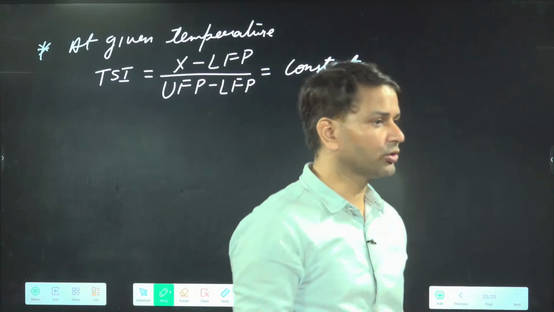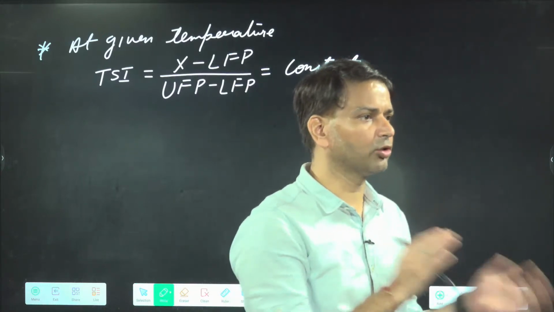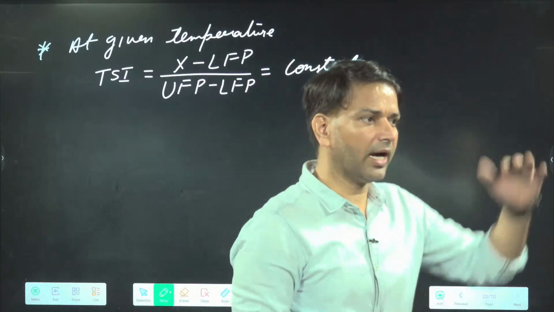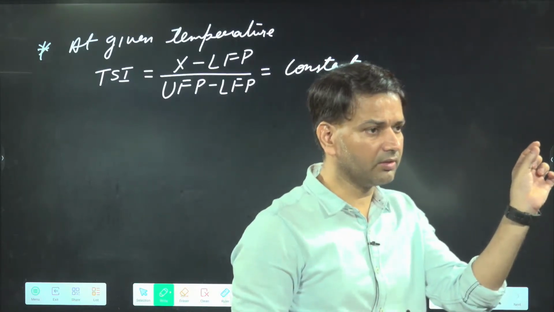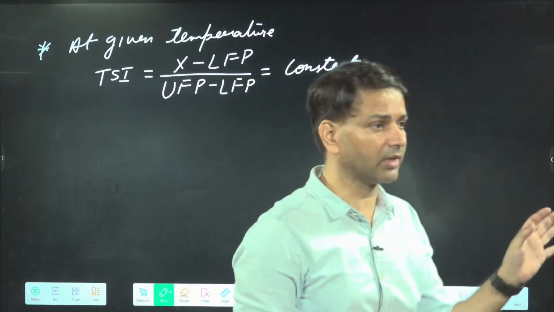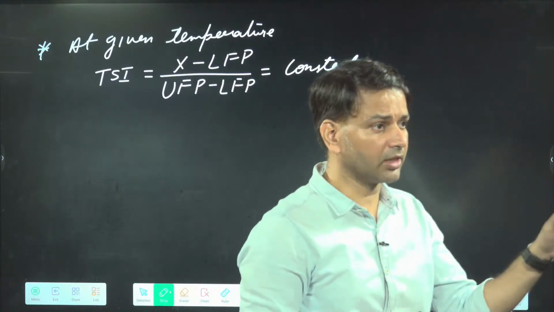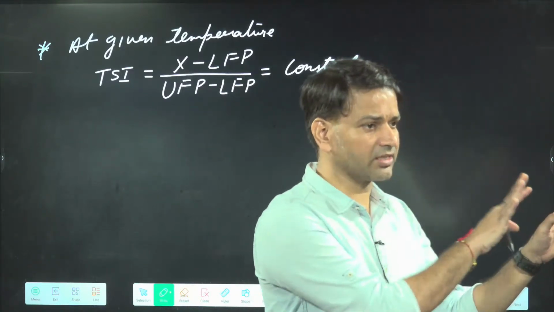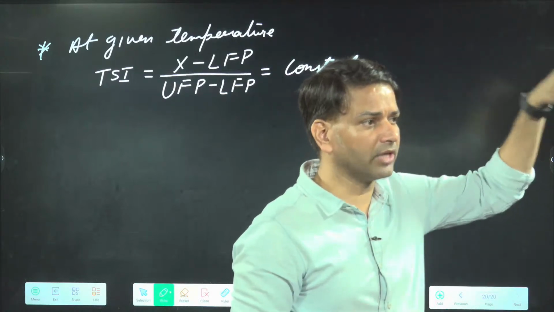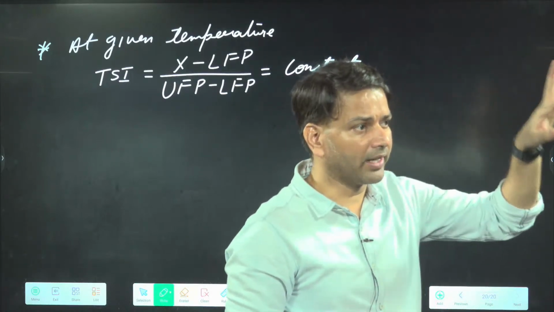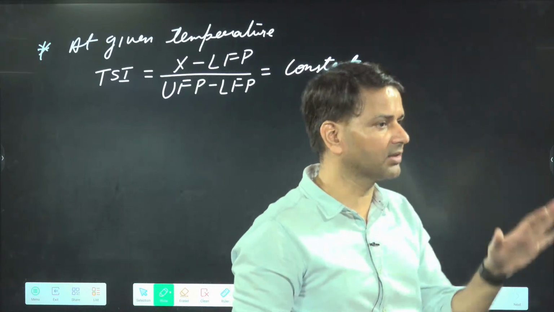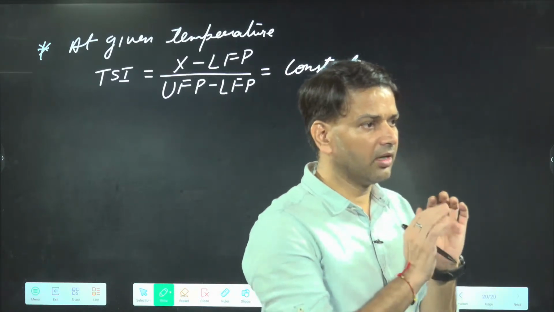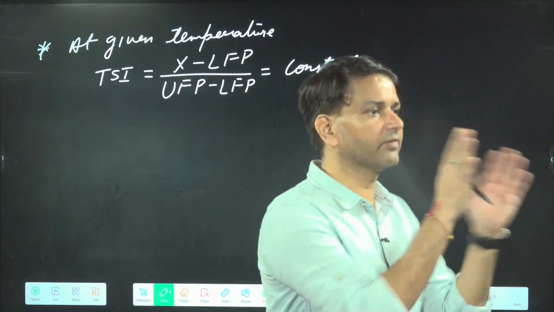Like I'm using Celsius. I want to convert Celsius into Fahrenheit at any temperature. So what will I put as the X value? X value is the reading in a given thermometer. Like the Celsius scale is showing 37. So I will put X as 37 minus LFP of Celsius scale upon UFP of Celsius scale minus LFP of Celsius scale.